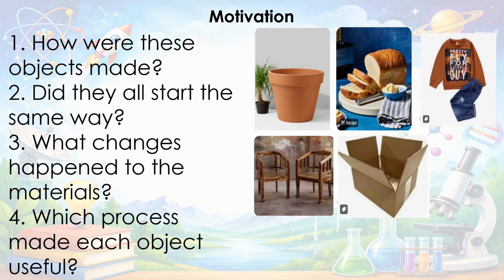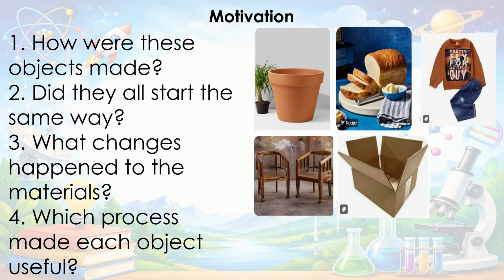Look carefully at all the pictures on the slide. You can see different objects made from different materials. I don't want you to look only at the finished product. Instead, I want you to think like a scientist. Ask yourself, how were these objects made? Did they simply appear in this finished form? No. People had to work with the materials. They had to change them.